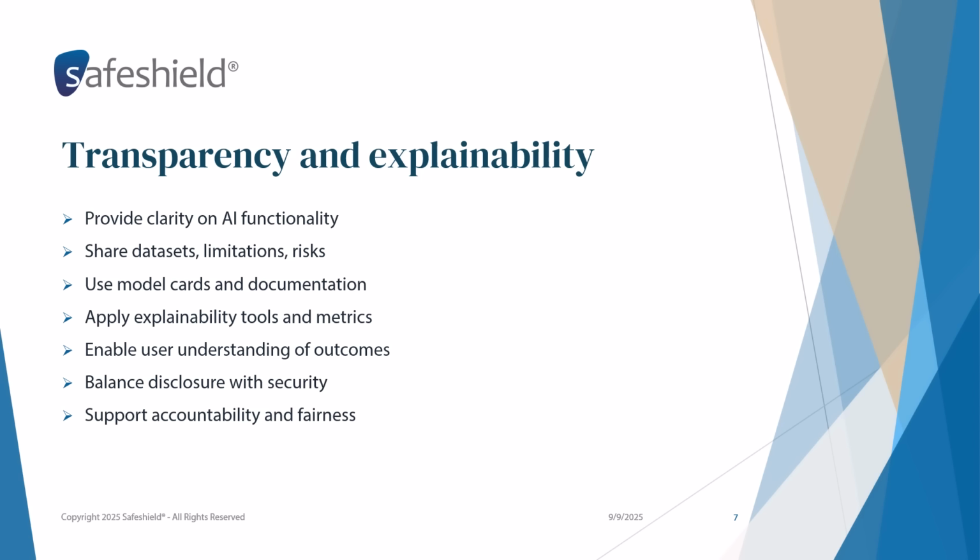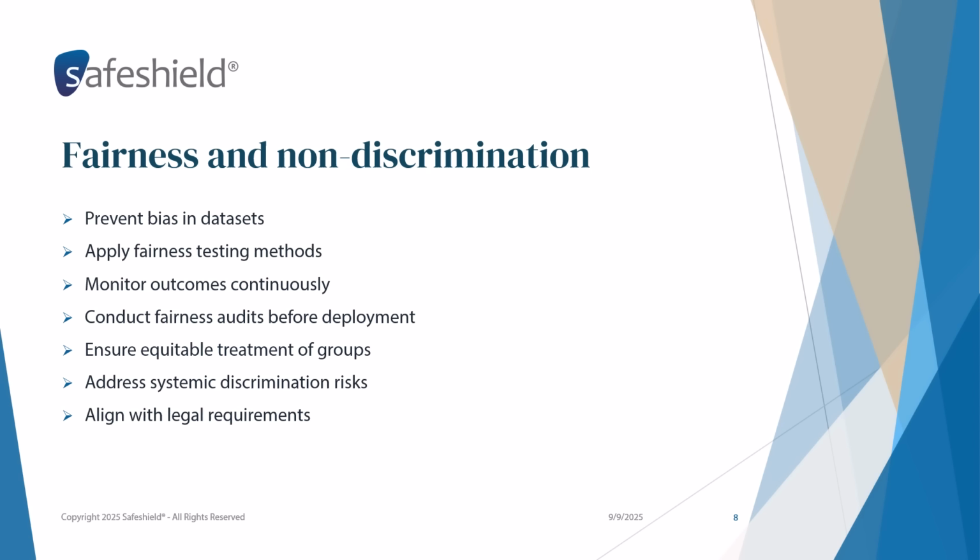However, governance must balance transparency with security and intellectual property concerns, disclosing enough to build trust without exposing vulnerabilities. In this way, transparency and explainability transform AI from a black box into a system that is accountable, trustworthy, and socially acceptable. Fairness and non-discrimination are central to AI governance because AI systems often reflect the biases that exist in the data used to train them.